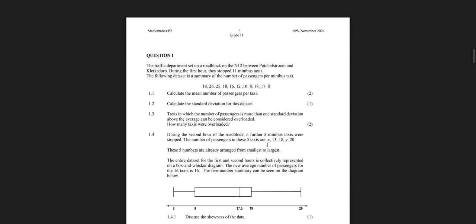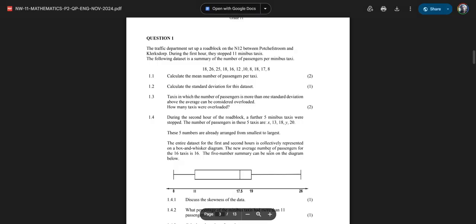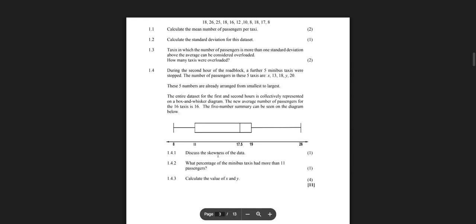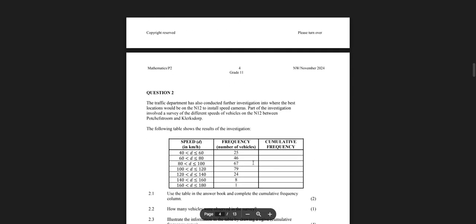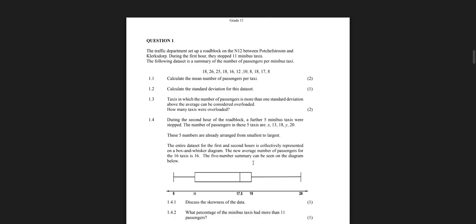So the first question obviously that you will always get in your paper two is a statistics question. What you need to know is how to draw your box and whisker. You need to be able to analyze this question here that says discuss the skewness of the data. You need to be able to analyze those questions and answer those questions. So whether it's positively skewed, negatively skewed, and so on.